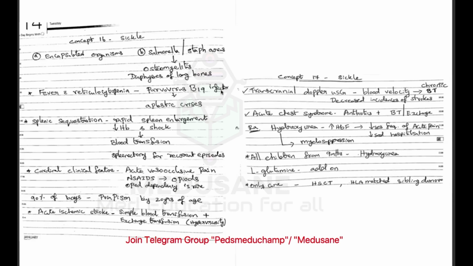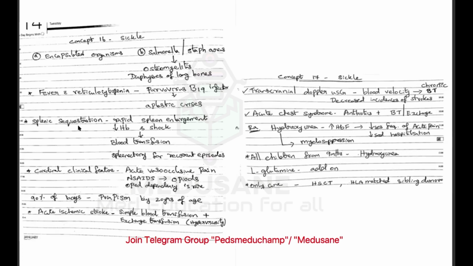Parvovirus B19 infection is notorious for suppressing the cell lines, WBC, RBC. So aplastic crisis. For normal children and normal adults, this parvovirus is not going to affect much, but in conditions that are hemolytic, where the bone marrow turnover is very high, even a small shutdown is going to cause a real problem, a real aplastic crisis. So parvovirus is going to cause aplastic crisis and reticulocytopenia.